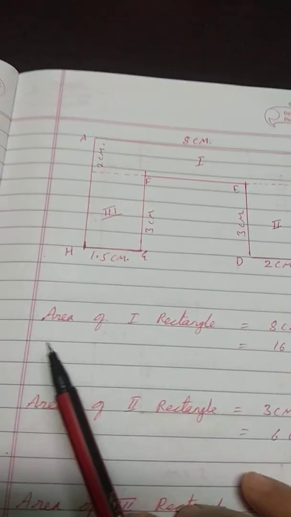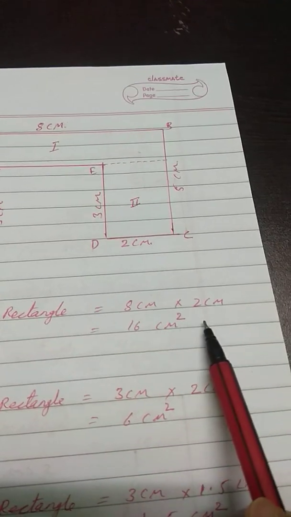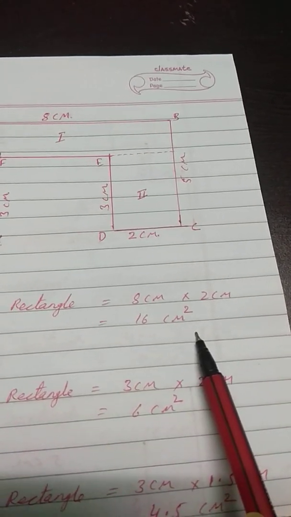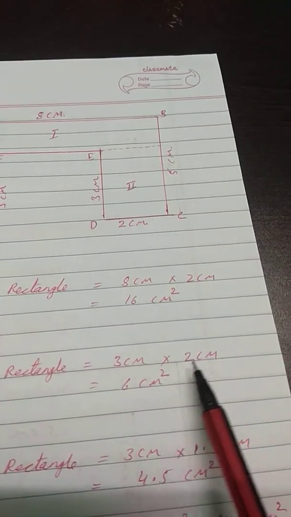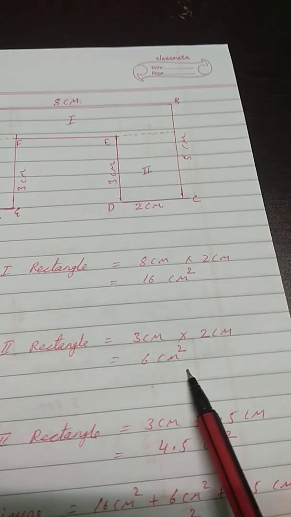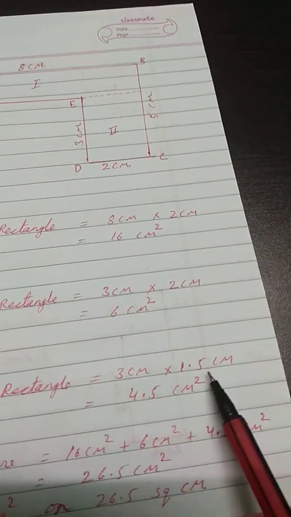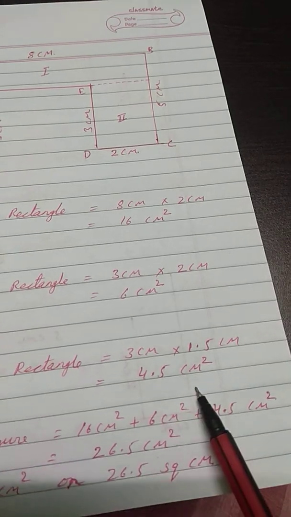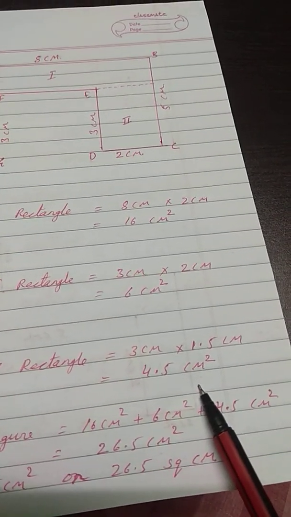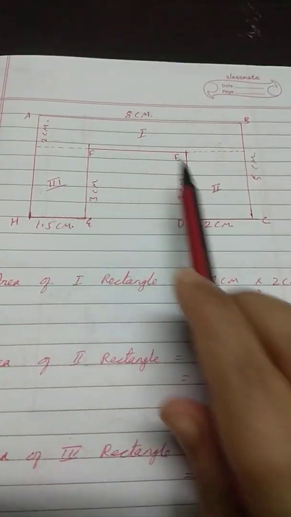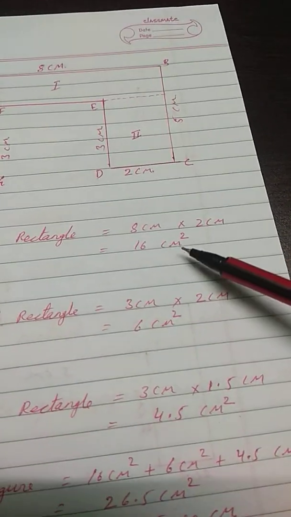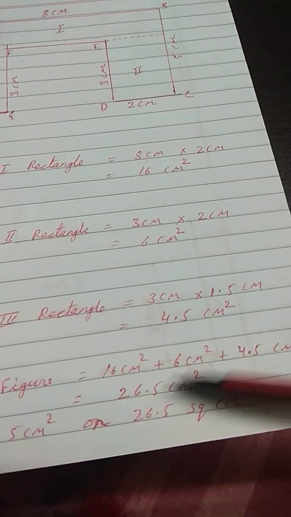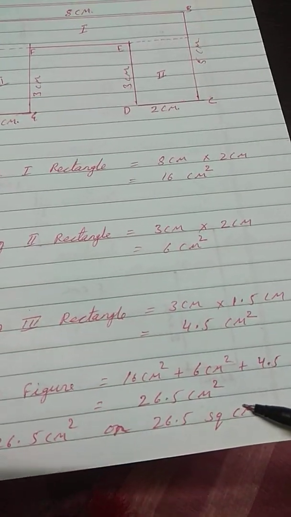So the area of our first rectangle will be 8 centimeter into 2 centimeter, that is 16 centimeter square. The area of second rectangle will be 3 centimeter into 2 centimeter, which will be 6 centimeter square. And the area of third rectangle will be 3 centimeter into 1.5 centimeter, which will be equal to 4.5 centimeter square. Now to find the area of the complete figure, we have to add all the 3 areas. So 16 plus 6 plus 4.5, which will be equal to 26.5 centimeter square.